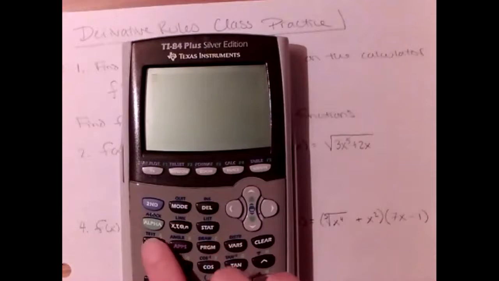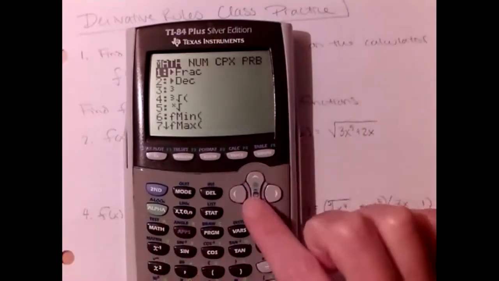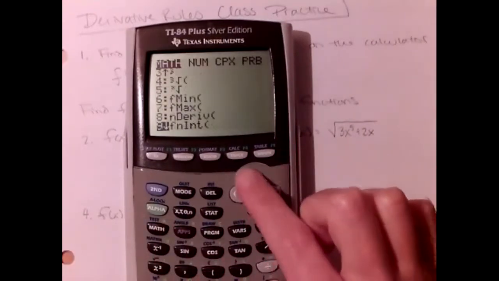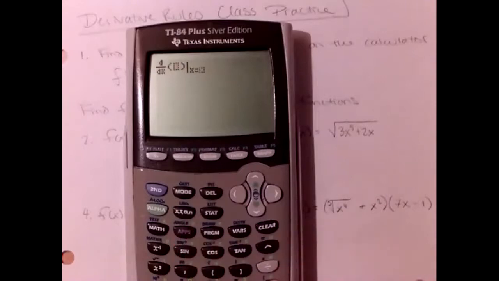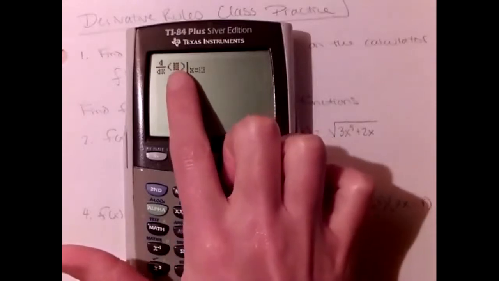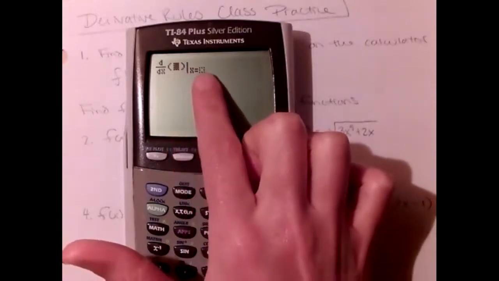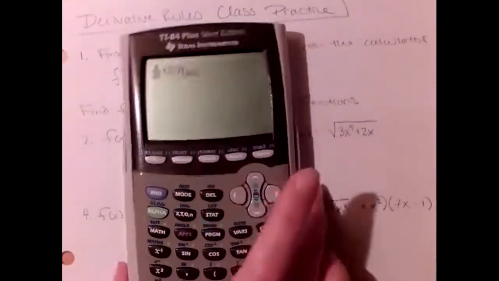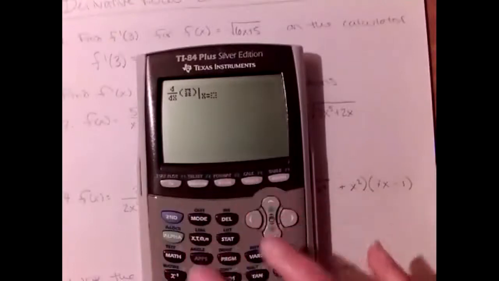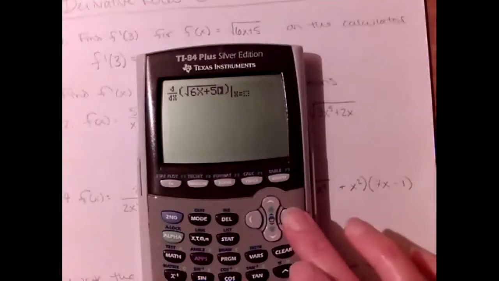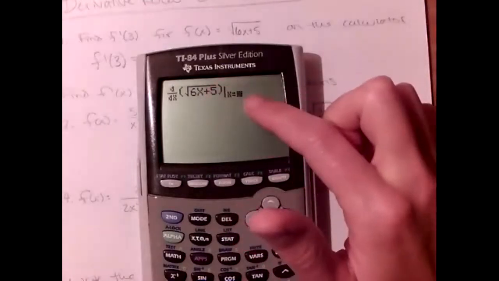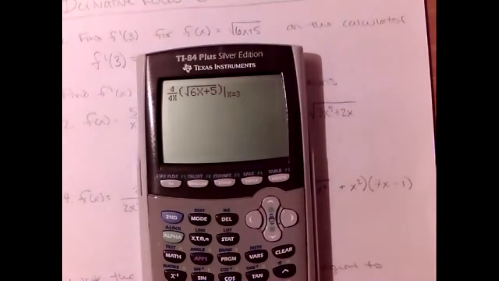So we are going to go into the math menu and find derivative, which is number 8, and derive. So I'm going to choose that. We're going to hit our variable key, d dx, and then in here you're going to put the function, and then here you're going to put the value that you want to evaluate the derivative at. So our function is square root 6x plus 5, and then it's such that, the bar means such that, and we want this at 3. And then it just spits out your answer at you.